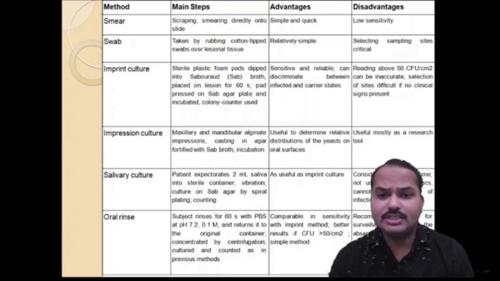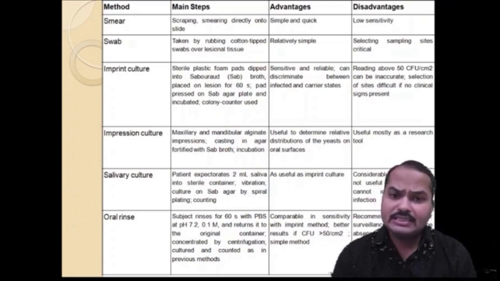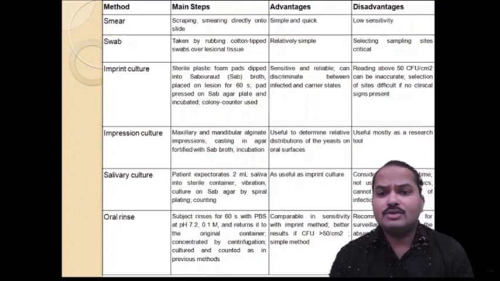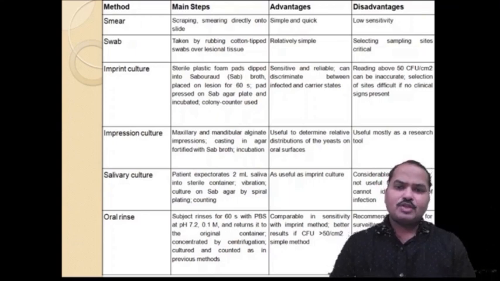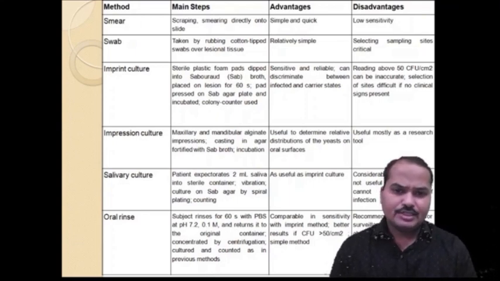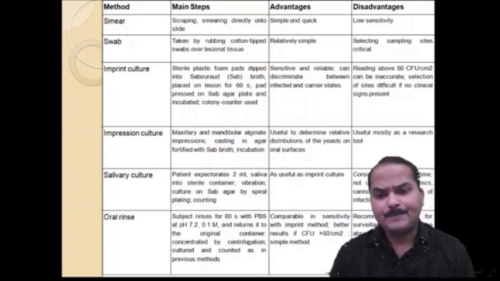Then impression culture is there, where maxillary and mandibular alginate impressions are taken, cast in agar fortified with Sabouraud broth and incubated. Now salivary culture is done by taking 2 ml of saliva into a sterile container, vibration and culture on Sabouraud agar by spiral plating and counting of the colonies.